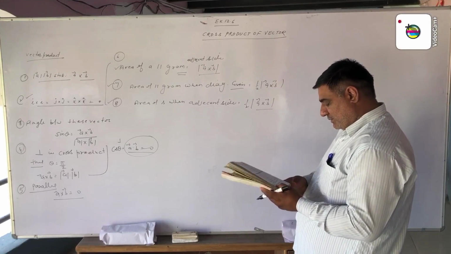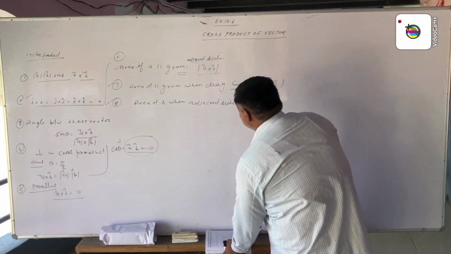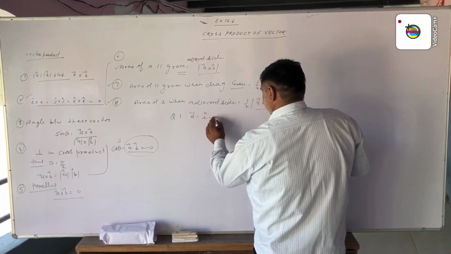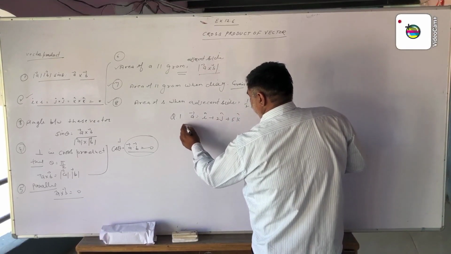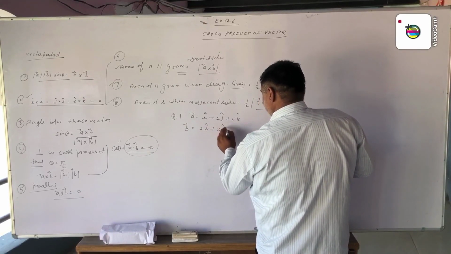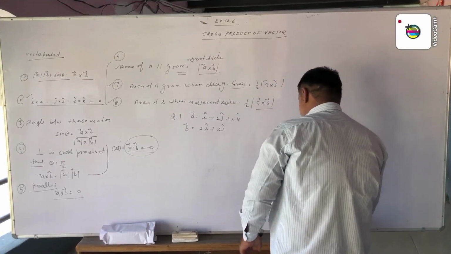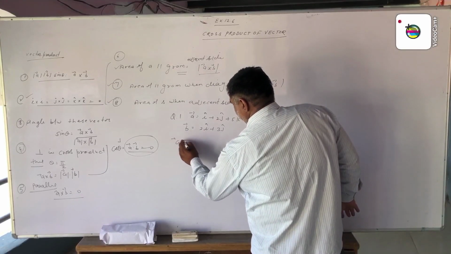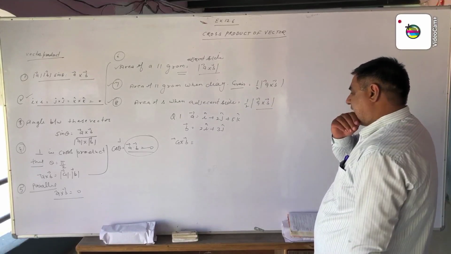Now we discuss exercise 12.6. Vector A is equal to i plus 2j plus 5k, and vector B is equal to 2i plus 3j. Now we have to find vector A cross vector B. It is very important. We have already studied this topic in matrices, to find the determinant of a matrix. Now we find vector A cross vector B.